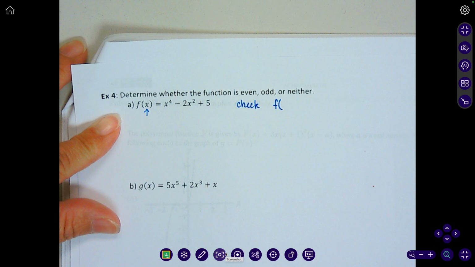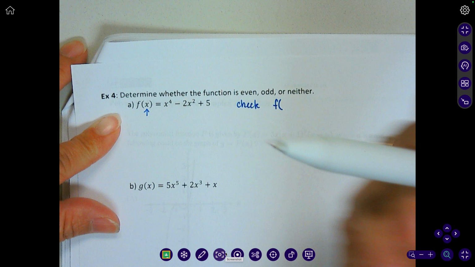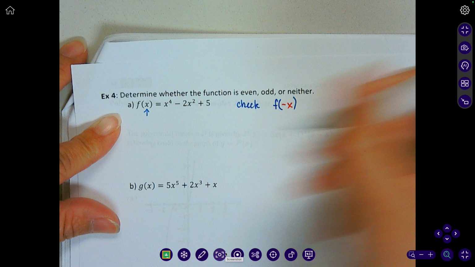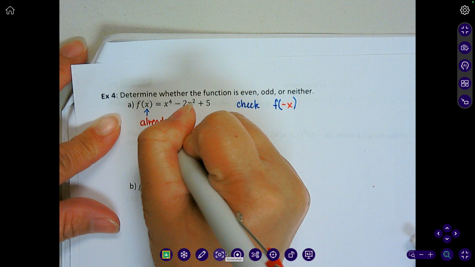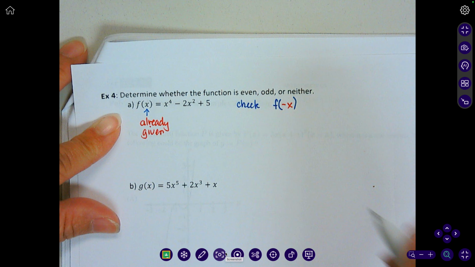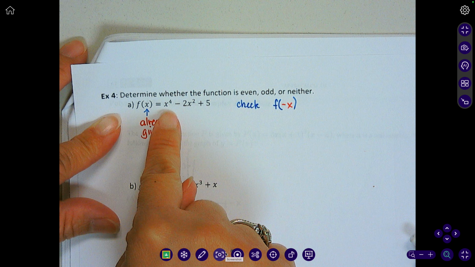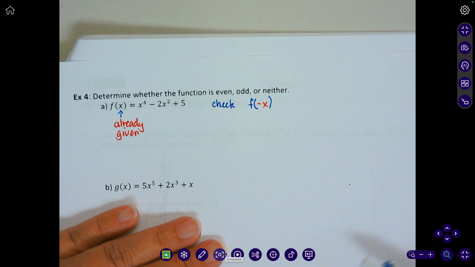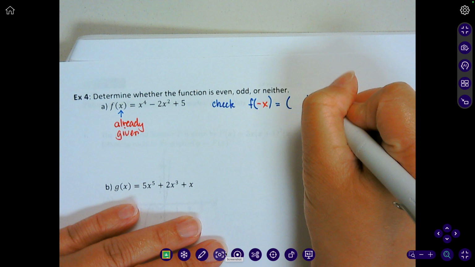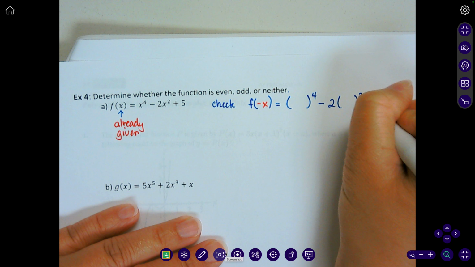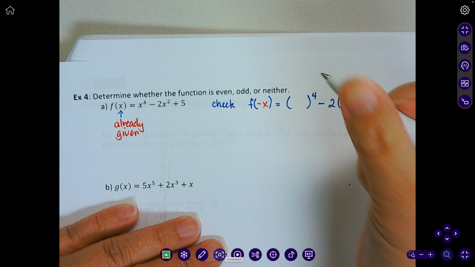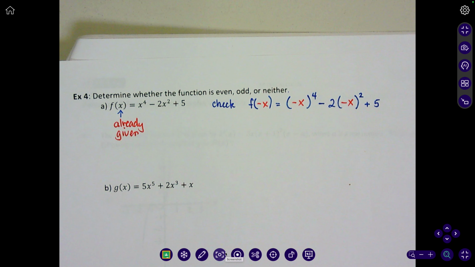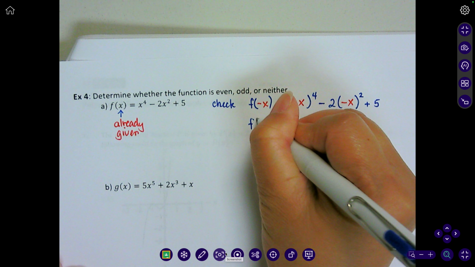f of negative x. Because I already have x, this is already given. There's my x. Now if I plug in a negative x into here, would I get the same thing? Let's check. I'm going to write my x using parentheses like this, and then I'm going to plug in my negative x. That's a negative x. That's a negative x. Let's clean this up. Here we go.